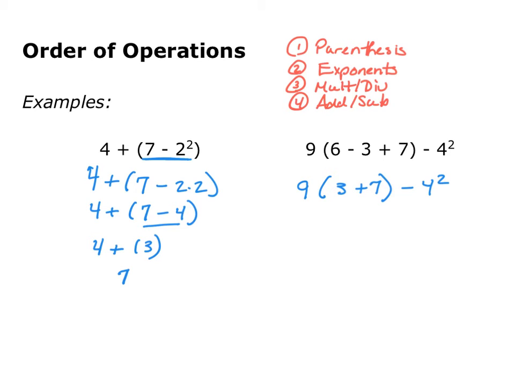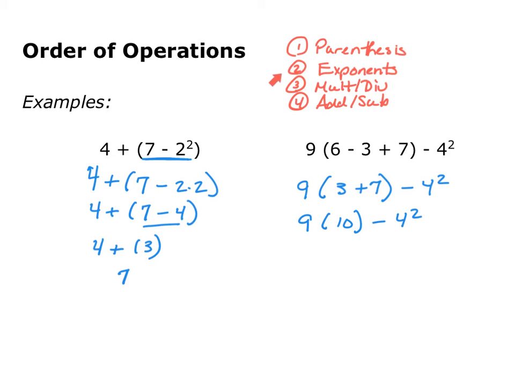Again, I still have my parentheses sitting there, so I need to do these. I need to add 3 plus 7. So 3 plus 7 is 10. And I bring down the 9 and the 4 squared for the next step. All right, now I've cleared my parentheses. This is just multiplication right here, but my parentheses are now gone. I have nothing left to do in them.